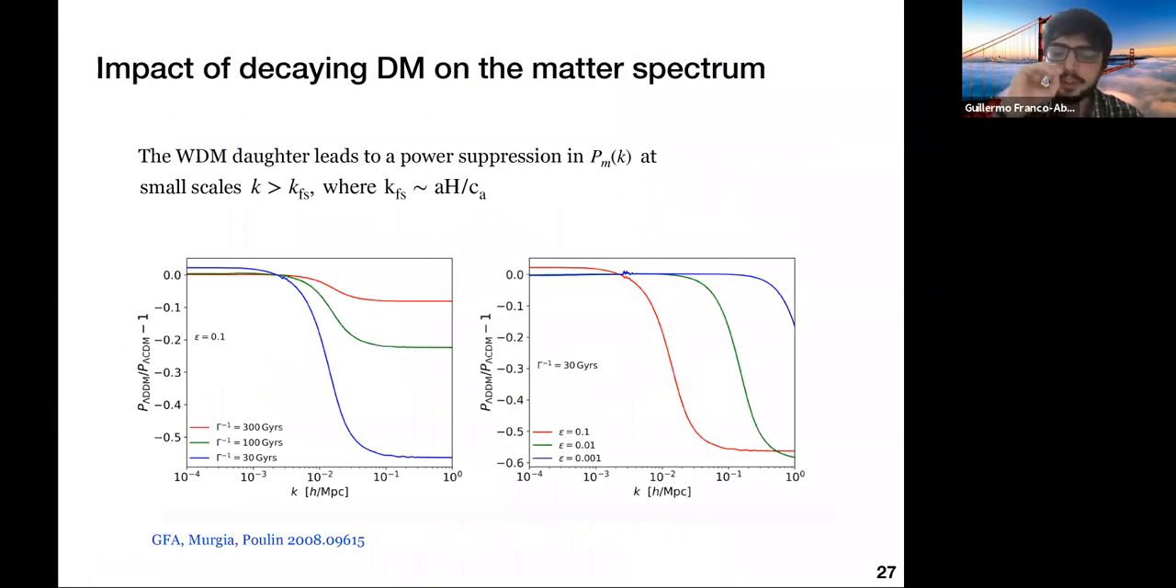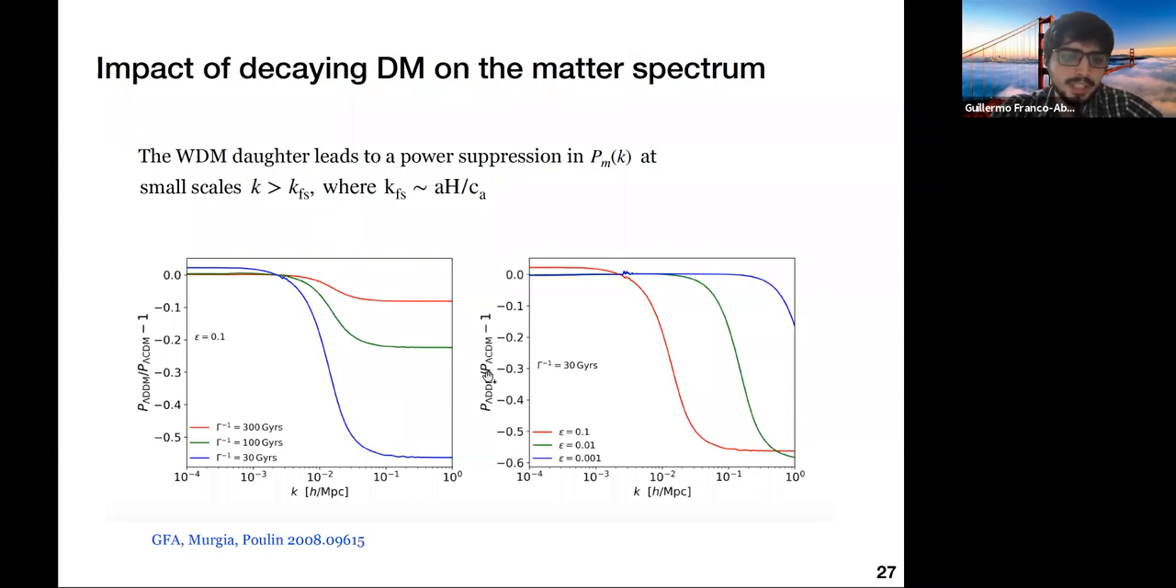So now that we know how to compute the perturbations of the species, we can have a look at the impact on the observables, and in particular at the impact on the matter power spectrum. The main effect actually arises due to the warm dark matter, and it is a suppression at small scales, in particular at the scales smaller than the so-called free streaming scale. To illustrate that, here I'm showing the residuals in the matter power spectrum with respect to lambda-CDM. On the left, I'm fixing epsilon and varying gamma, and on the right, I'm doing the opposite: fixing gamma and varying epsilon.